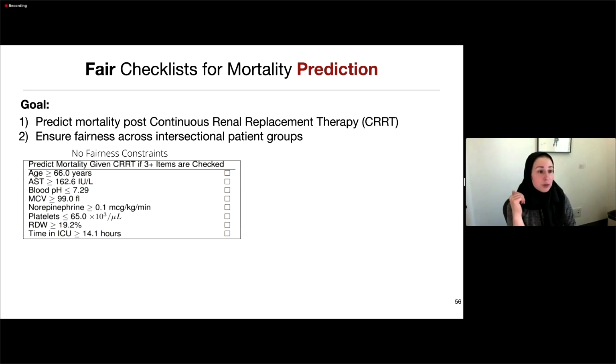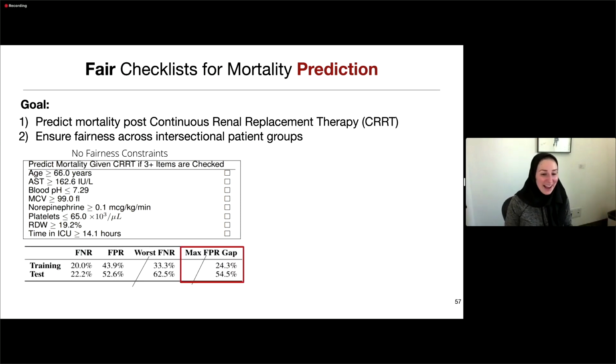So we built a first model checklist with no fairness constraints. But look at this beautiful checklist, guys. There's no gender being used here. There's no ethnicity being used. These are all legitimate medical readings, right? And this is a wonderful checklist, said the doctors I work with, and they would deploy it. Predict mortality given CRRT if 3 or more of these are checked. But this checklist actually has a max false positive rate gap between white men and Black women of over 50% in test set. That's really bad.